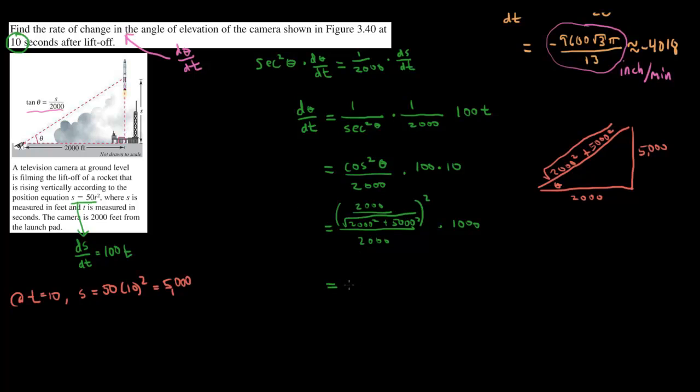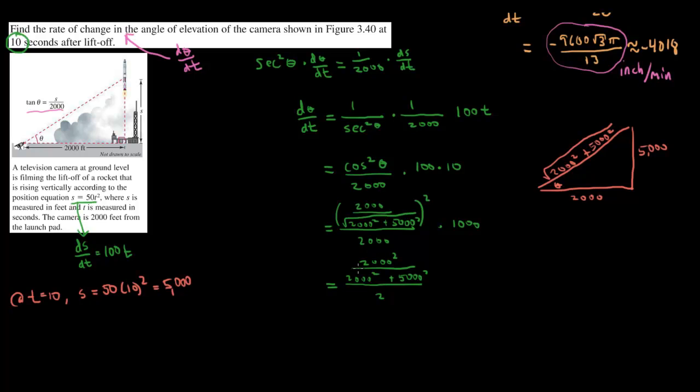Now that's squared. Okay, so we need to simplify this fraction. First of all, notice we have 1,000 and 2,000, so that can simplify as just a 2 on the bottom. Now, think about rules of exponents here. We have a fraction raised to an exponent, so 2,000 squared is on the numerator, and on the denominator we have the square root squared, so we're left with 2,000 squared plus 5,000 squared.